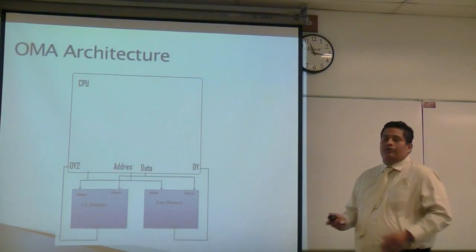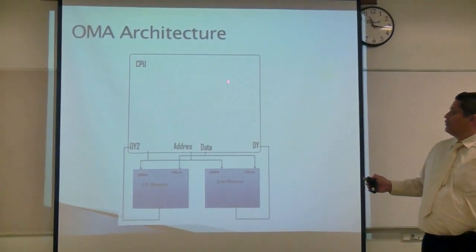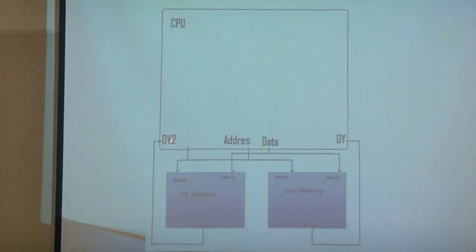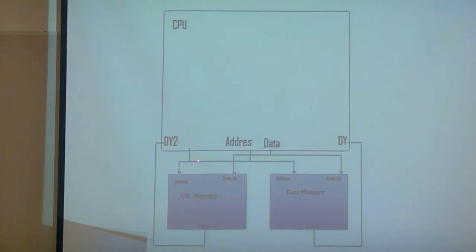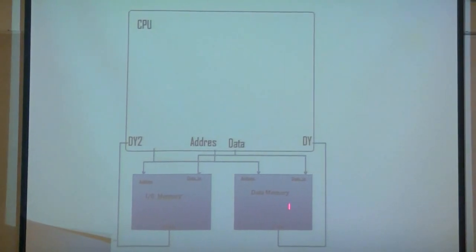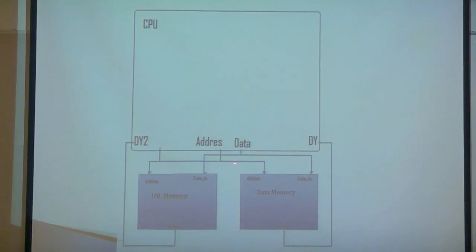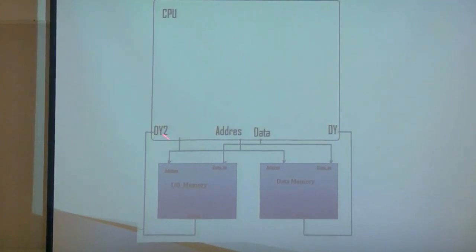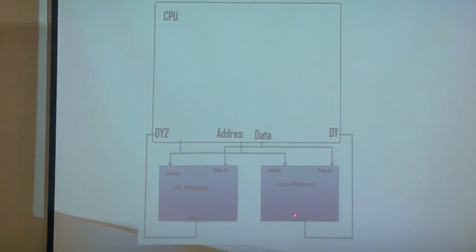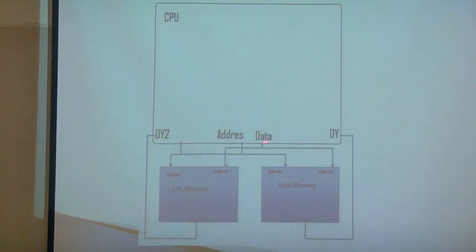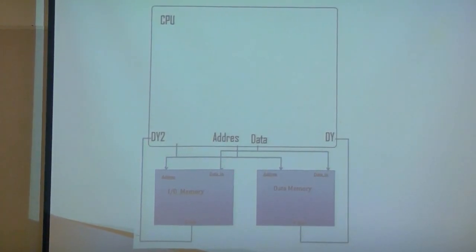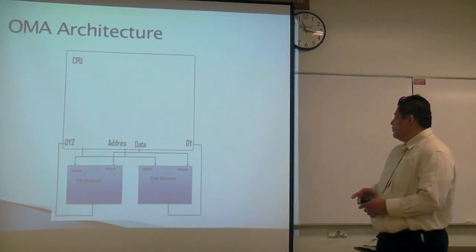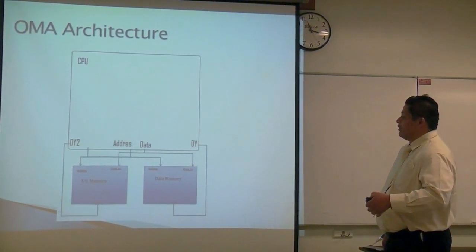Okay, so the architecture of the OMA architecture. In a very simple way, we can say we have the CPU that has DY2 that's coming from I/O memory. We have DIY that comes straight from data memory. We have the CPU send the address to both, and we tell them what address we want to look at and what data. If we're doing a store, what data we want to store, or if we're doing a load, we use this one to send back the data that we want.